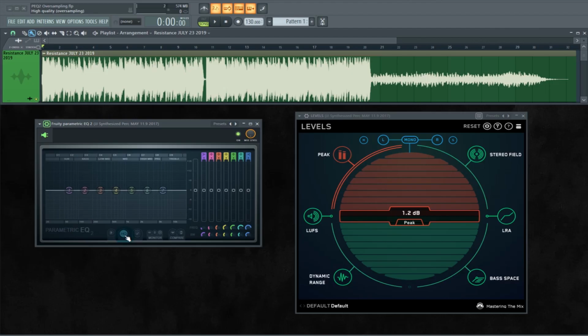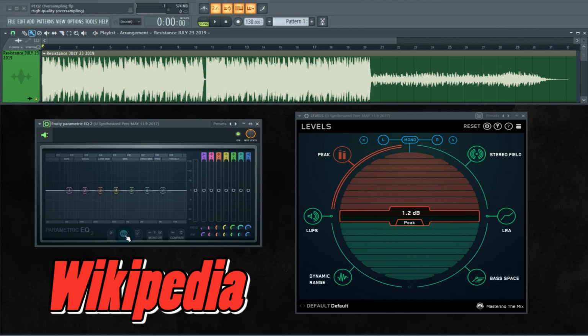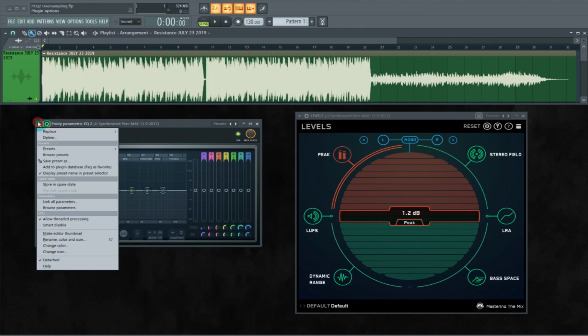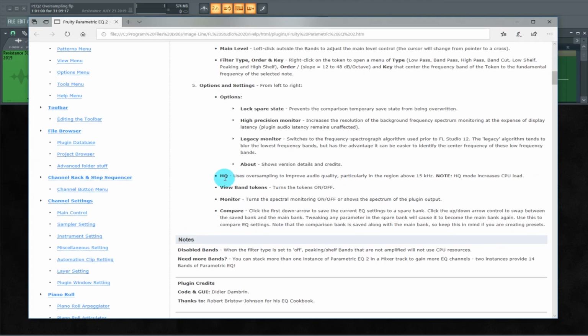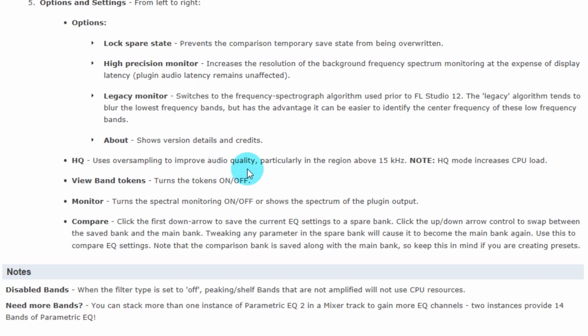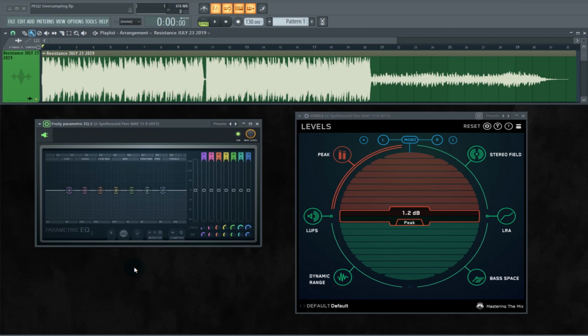Now, I'm not going to go too far into what oversampling is. You can go and look that up, but it has to do with quality. Here's the Wikipedia: in signal processing, oversampling is the process of sampling a signal at a sampling frequency significantly higher than the Nyquist rate. And if you go to the help file, HQ uses oversampling to improve audio quality, particularly in the region above 15 kilohertz. So in theory, that's improving quality.